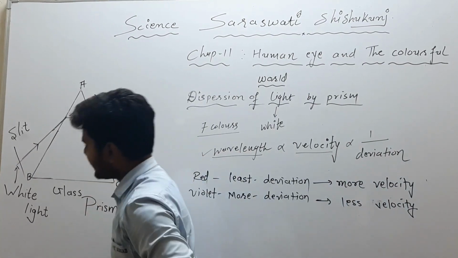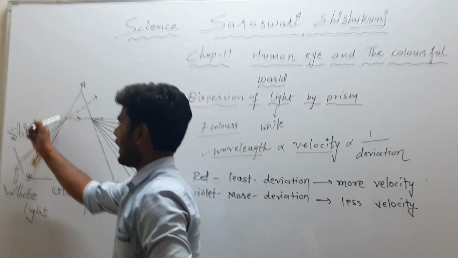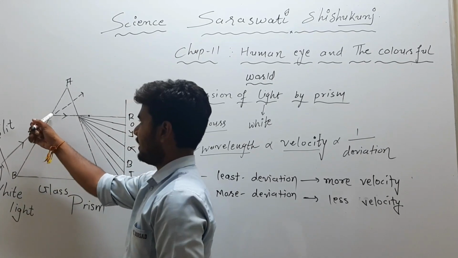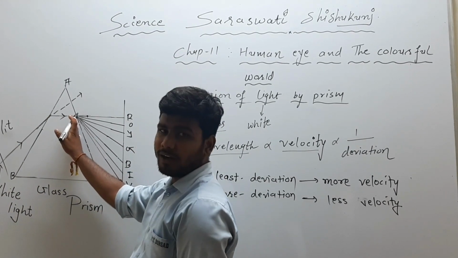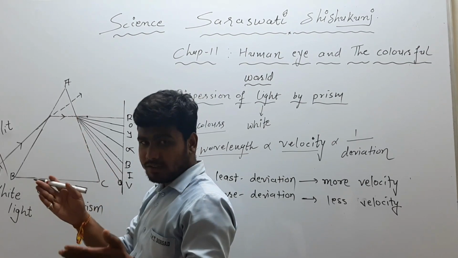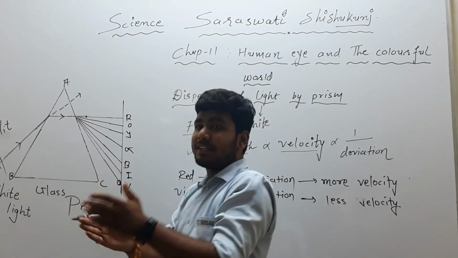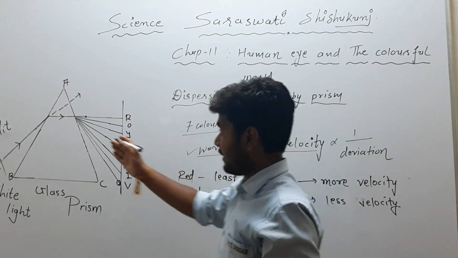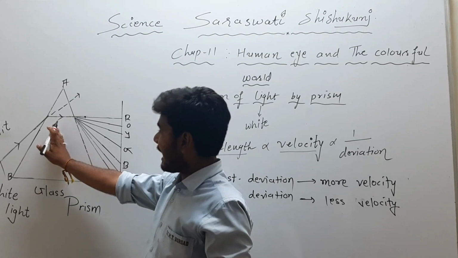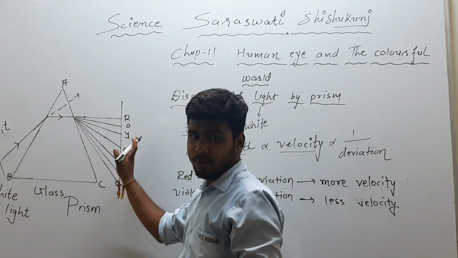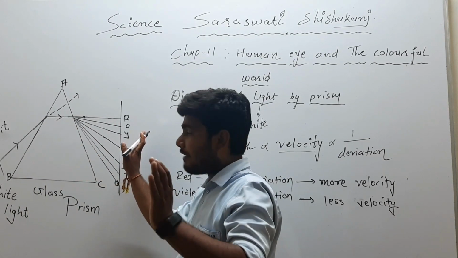Here I have taken one prism, and white light enters at one side of the prism. It will pass into the prism, and here you can see that it is changing its medium, right? So the 7 different colors, with 7 different wavelengths and 7 different velocities, when they come out from the medium of glass to air, will have deviations.